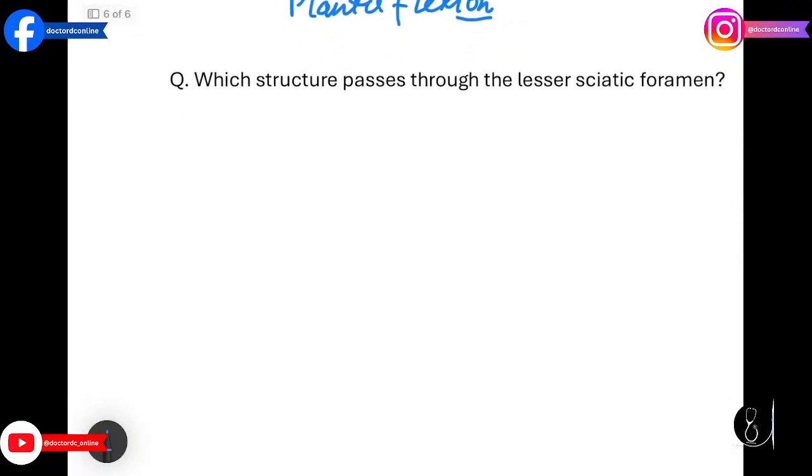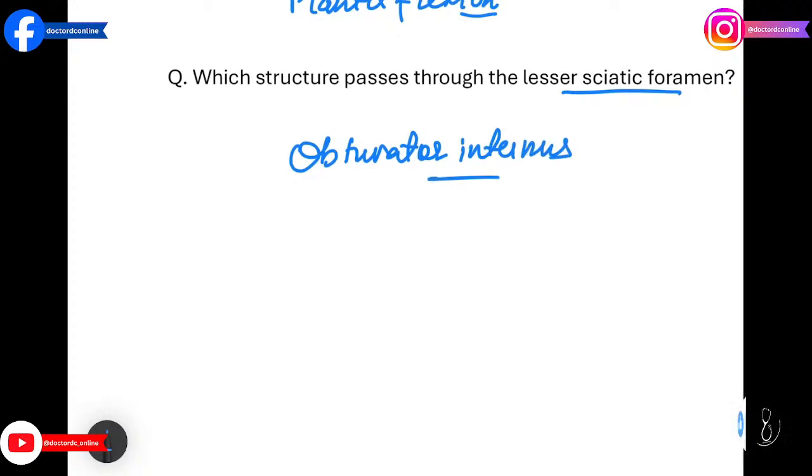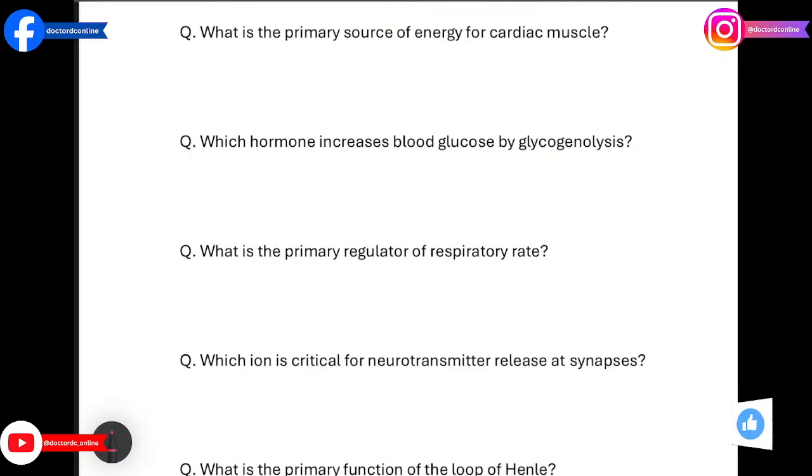The next question is, which structure passes through the lesser sciatic foramen? And the answer is obturator internus tendon, because it exits the pelvis to insert on the femur, aiding in hip rotation. The first question is, what is the primary source of energy for cardiac muscle?